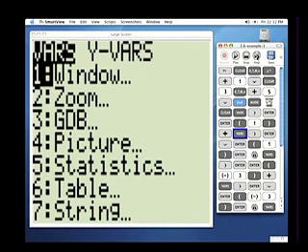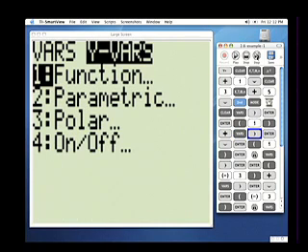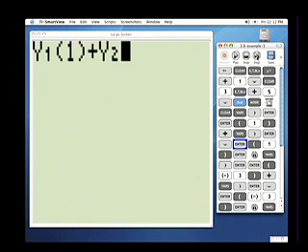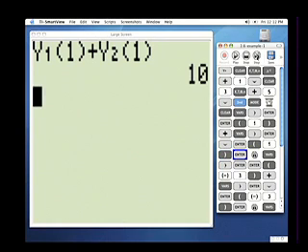So now we need to get y2 there, so we hit the variables key, we move over to the y variables, we hit the enter key for functions, and now we need to move down to y sub 2. Then we can hit the enter key, which brings that up, followed by parenthesis with the number 1 and the close parentheses. So this is the equivalent of f of 1 plus g of 1. When we hit the enter key, it yields 10.